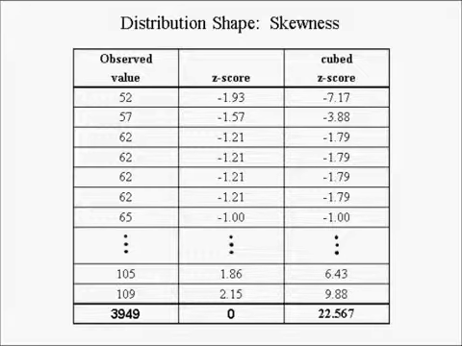If we take this 22.567, the sum of the cubed z-scores, multiply it by 50, divide by 48 and 49, we'd get a skew equal to 0.4797. So that means that the sample size doesn't have to be very big, 50, for the average cubed z-score to be pretty darn close to the actual value of skew.